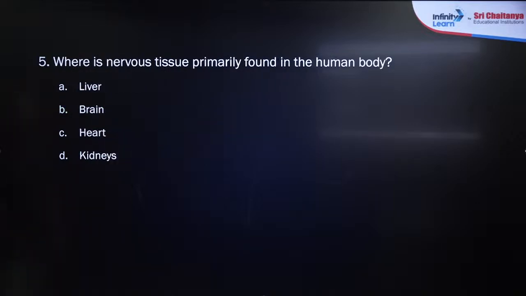Okay students, now let's move towards the next question. Where is nervous tissue primarily found in the human body? What will be the primary place of the nervous tissues? Nervous tissues are going to be found primarily in A, liver, B, brain, C, heart, or D, kidneys.